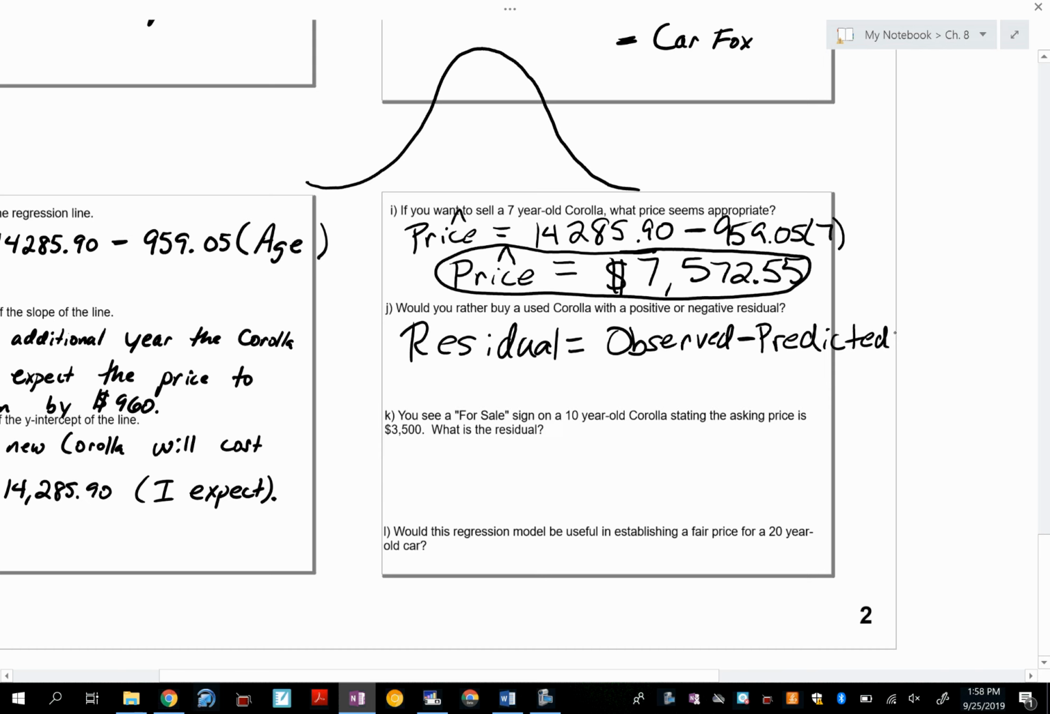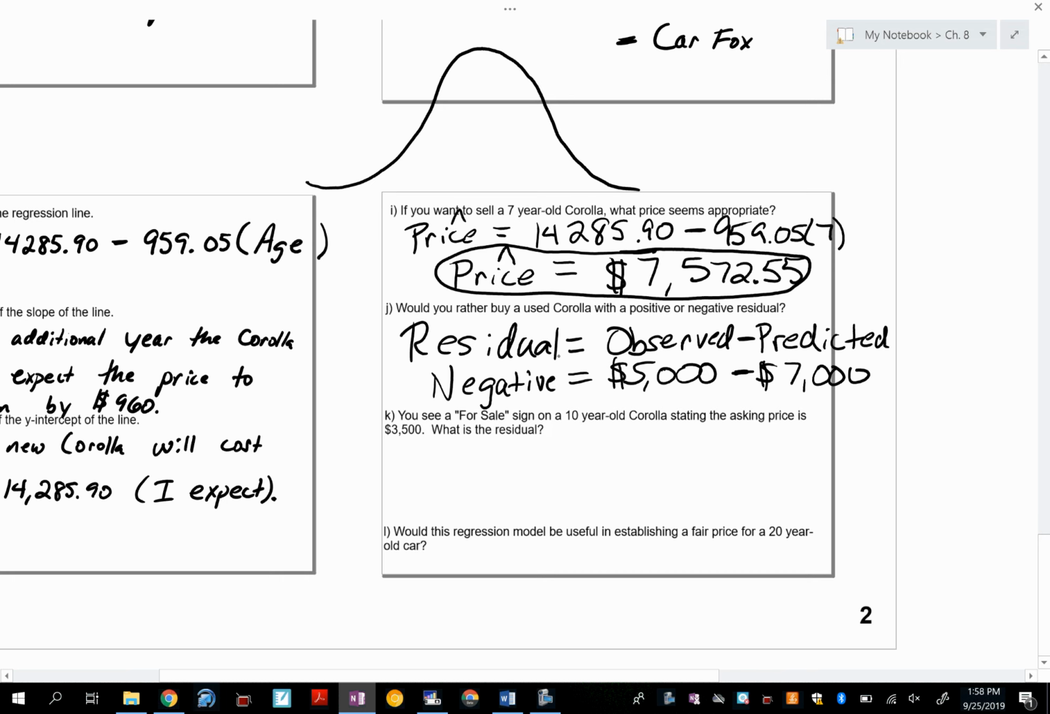If you're having trouble with these questions, what I always did when I was a student and what I've always taught my students is just make up numbers. Okay? Make up numbers. How much is the Toyota Corolla that you bought? How much did it cost? $5,000? Let's do an actual price. How much did the model think it should cost? 7,000? So this would be a negative residual.